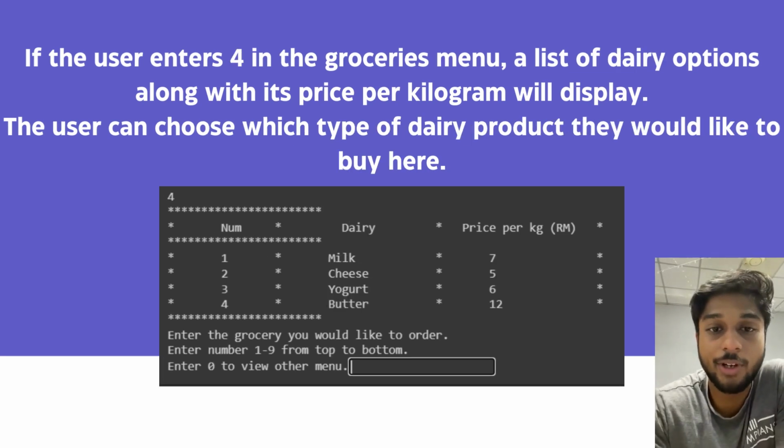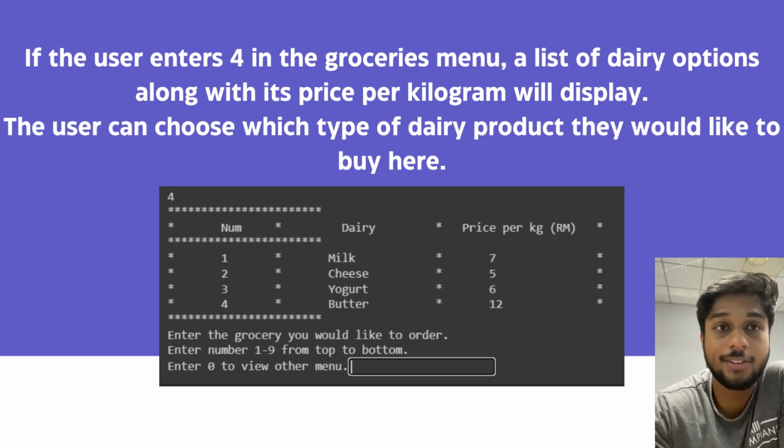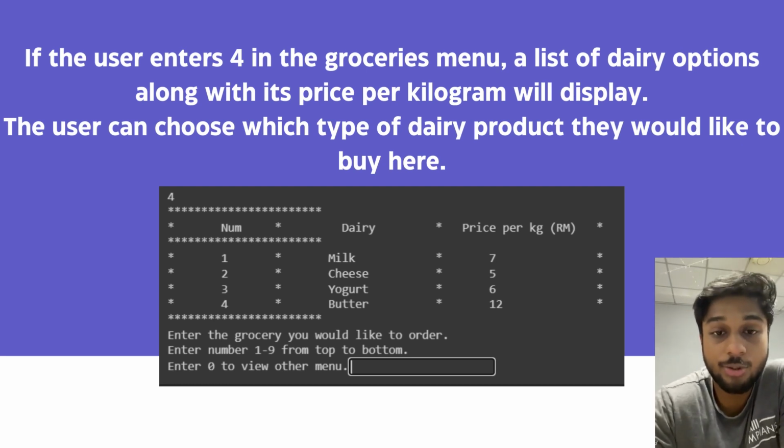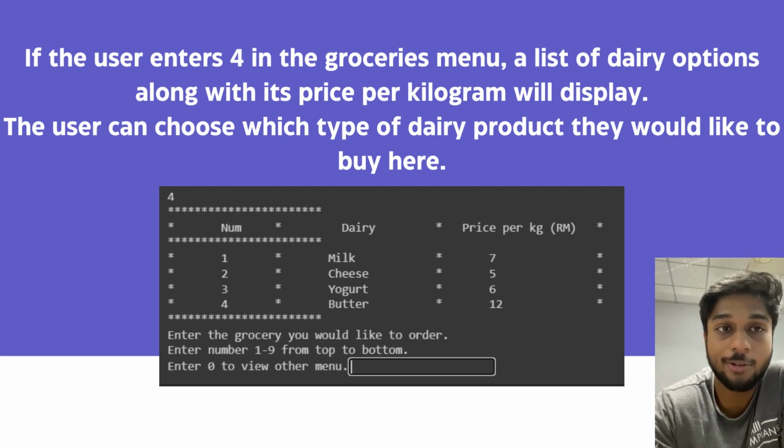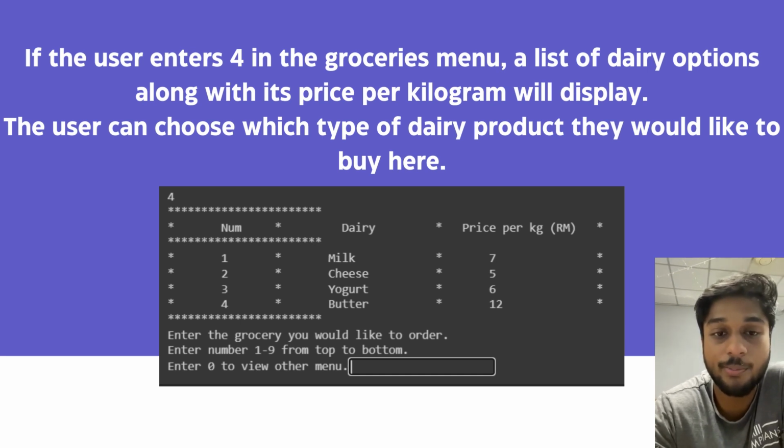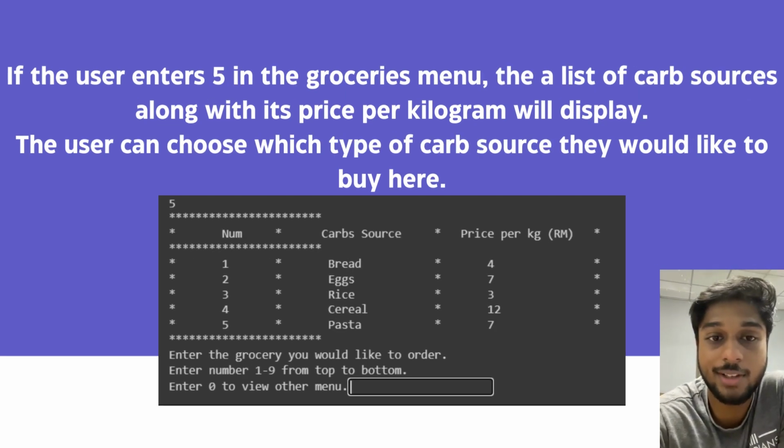If the user enters 4 in the grocery menu, then a list of dairy options alongside its price per kilogram will appear. The user can then choose the type of dairy they would like to buy here, and they have 4 options to choose from. And finally, if the user enters 5 in the grocery menu, then a list of carb sauces alongside its price per kilogram will display. The user can then choose what type of carb sauce they would like to buy here, and the user has 5 options to choose from.